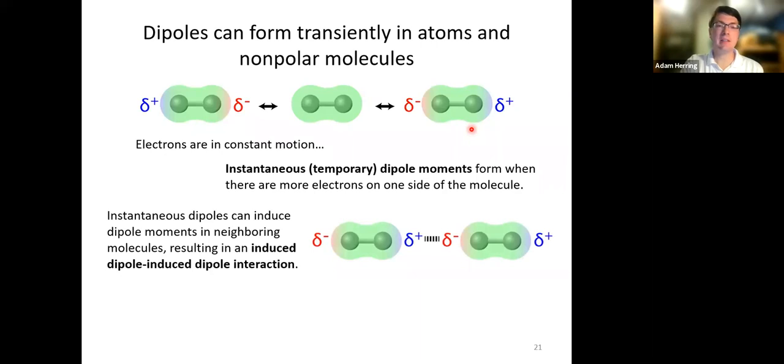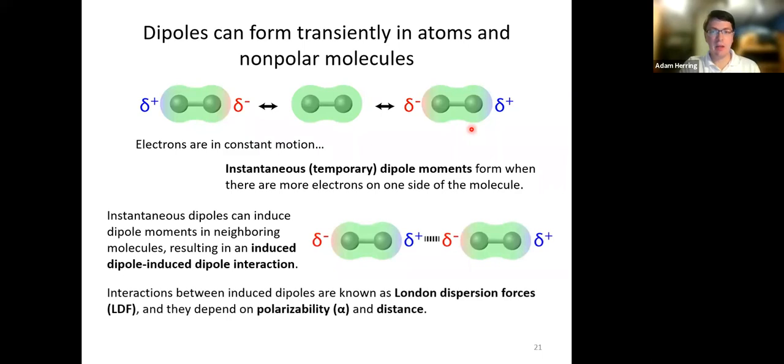These instantaneous dipole moments can induce a dipole moment in a neighboring atom or molecule. This results in an induced dipole interaction. And these interactions that involve induced dipoles are known as London dispersion forces. And they depend on what's called the polarizability of a molecule and its distance. We'll talk about polarizability in just a moment.